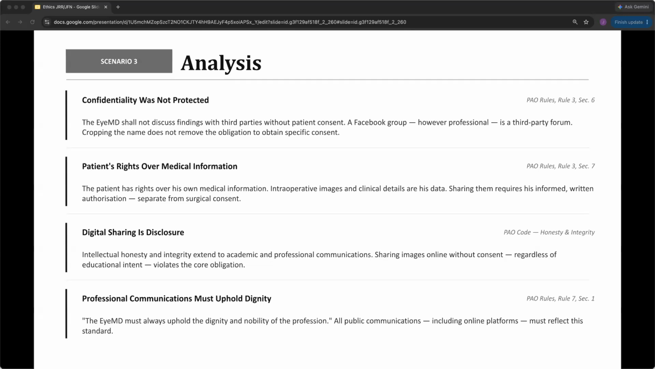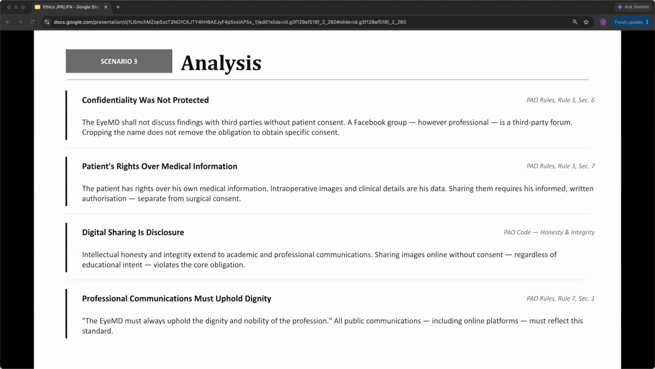Second, what should Dr. Reyes have done before posting the case, and what should she do now? So before sharing, she should have obtained informed consent, specifically for educational or public presentation of the case. Consent for surgery is not consent for publication, teaching materials, conference presentations, or social media posts. These are separate uses of patient information and require separate authorization.